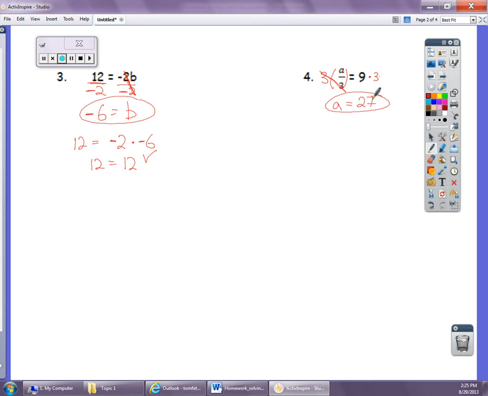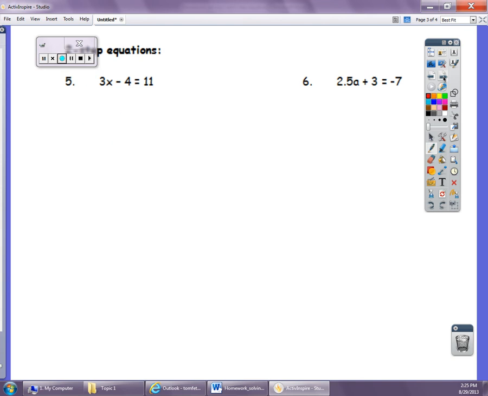And once again, we can check this, so we can do 27 divided by 3 equals 9, and 27 divided by 3 is 9, so 9 is equal to 9. Now those are the four basic one-step equations. We had adding, subtracting, multiplying, and dividing. Then we look at the next set. Now these are two steps because we have to do two operations.